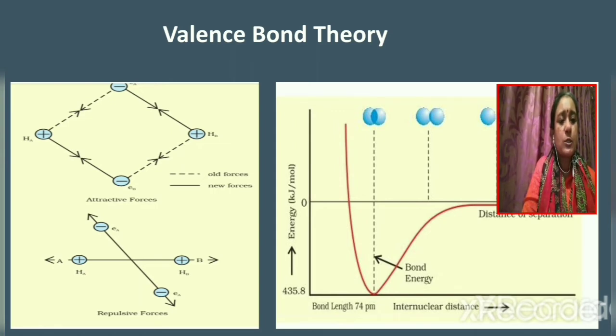Repulsive forces will also be there. The two electrons will repel each other. The two nuclei will also repel each other, that is EaEb repulsion and NaNb repulsion.